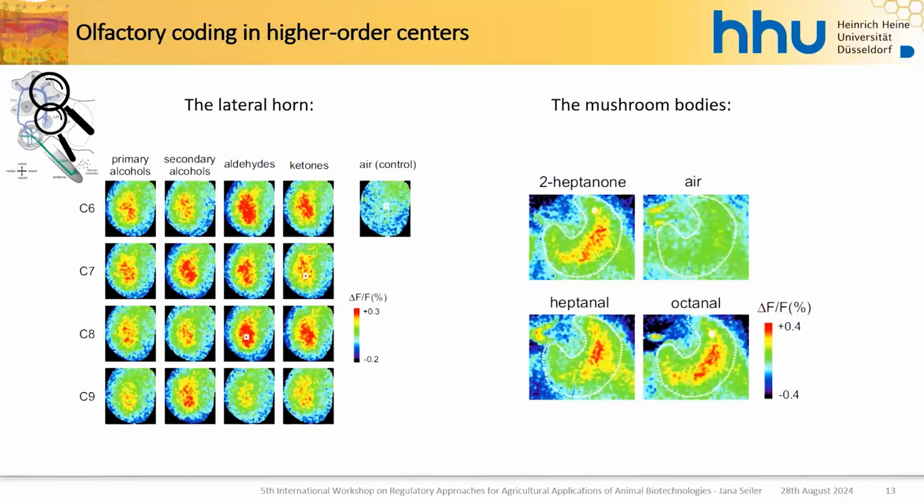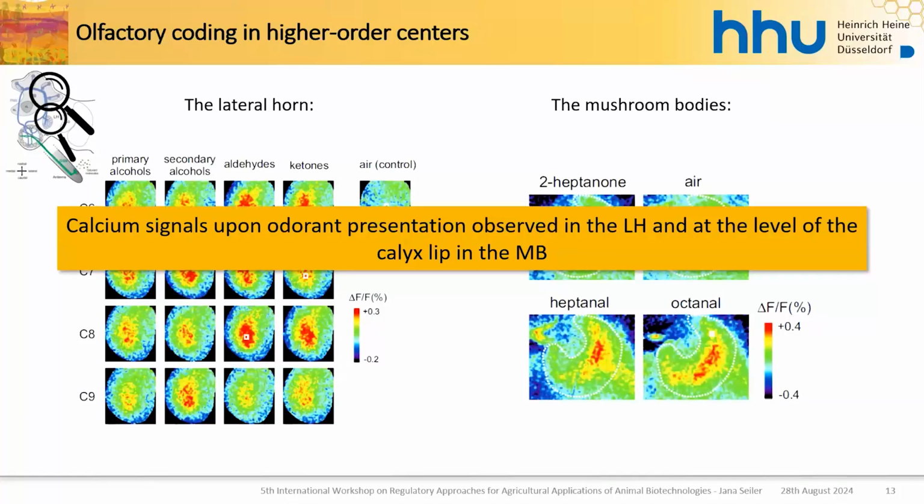Let's now take a brief look at the other two areas, the lateral horn and the mushroom body. More precisely, the calyx lip. Here too, we see a different processing pattern for all odorants used. I can tell you that there is no longer any correlation between pattern and chemical characteristic here. A decoding of the odorant has already taken place on the way to the lateral horn. Nevertheless, one thing should be clearly mentioned here. It is now possible to measure neuronal activity at higher levels, such as the mushroom bodies.